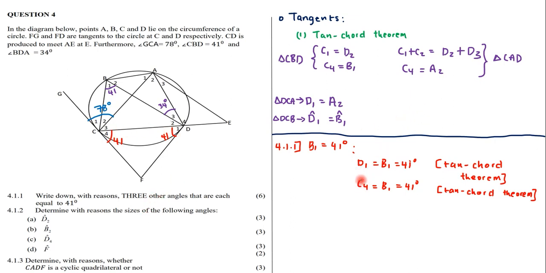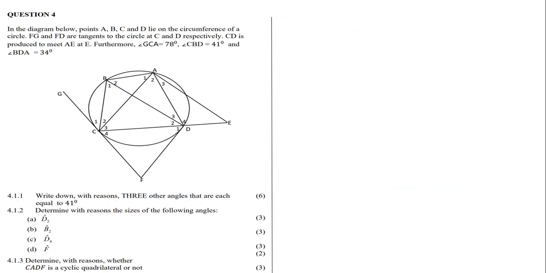So now I have three angles, C4, D1, and B1. And then by luck, I can see here I have C4 being equal to A2. So which means now A2 is equal to C4, which is equal to 41. What's the reason for this one? Same reason, tan chord theorem, right? And then with that, you can see that we found all three angles that are equal to 41.